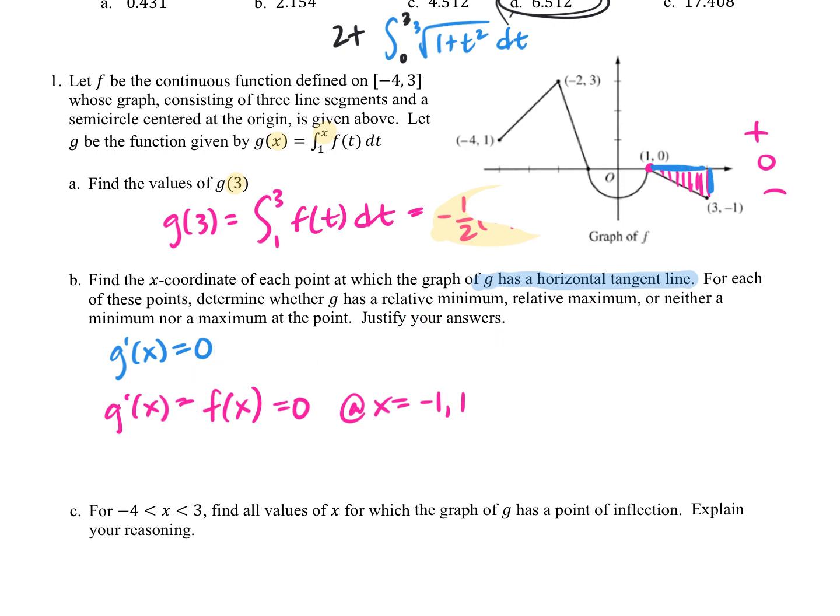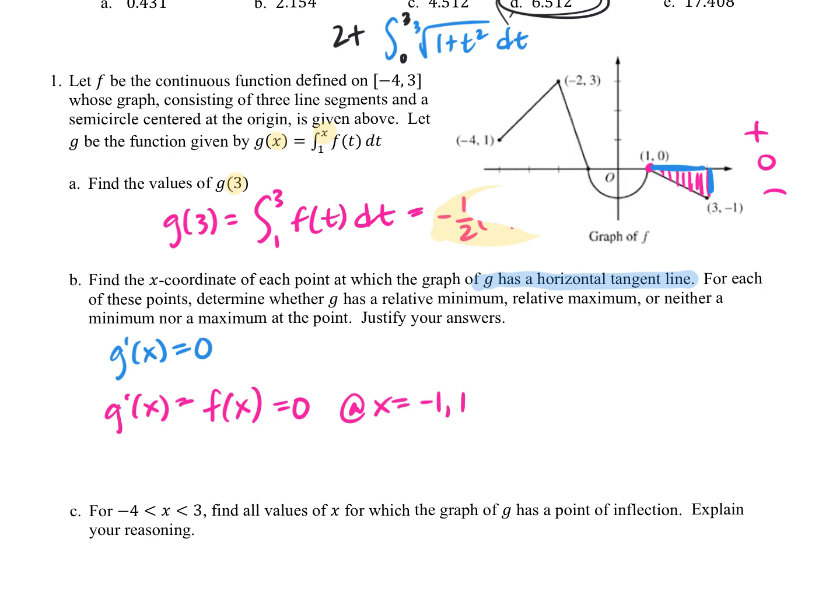So what makes a function, picture this, what makes a function have a min? Negative to positive. What goes from negative to positive? F prime. F prime goes from negative to positive. You guys, in this case, you agree it'd be G prime goes from negative to positive? Well, G prime is the same as F. So at negative 1, what are my F values going from?